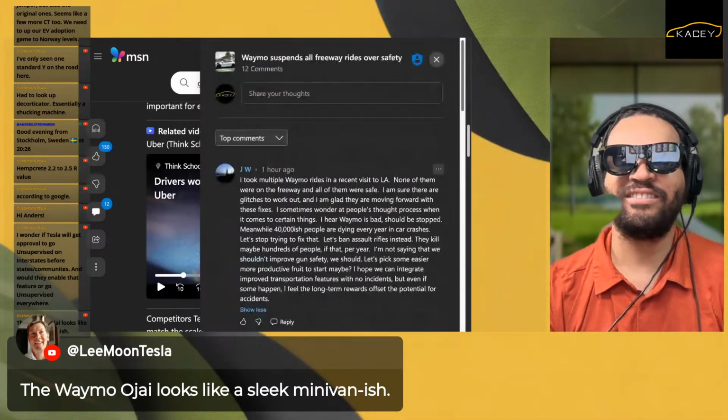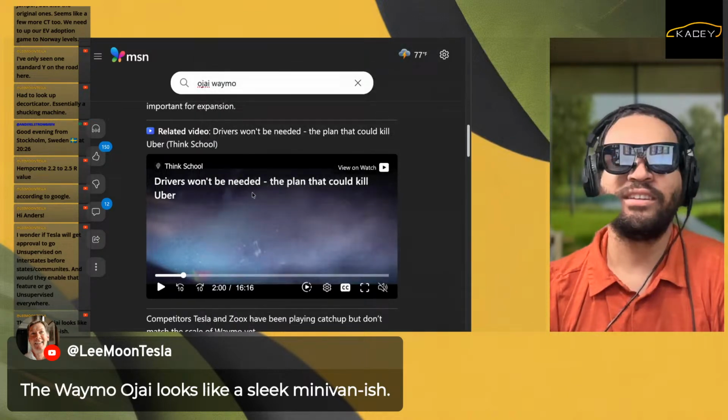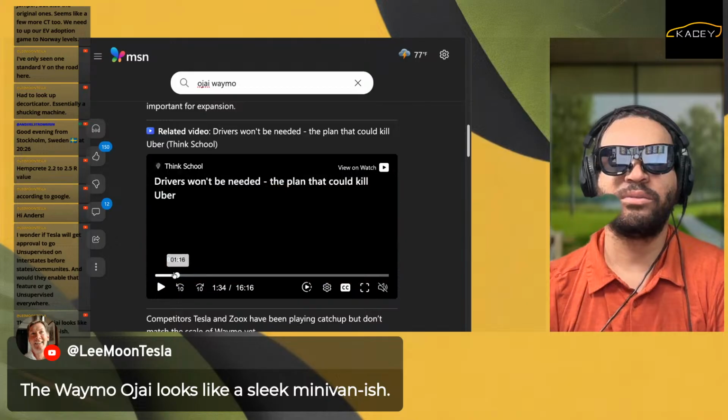Okay, so, no? What was that video flashing behind all this mess? Drivers won't be needed. The plant that could kill Uber. From Think School.